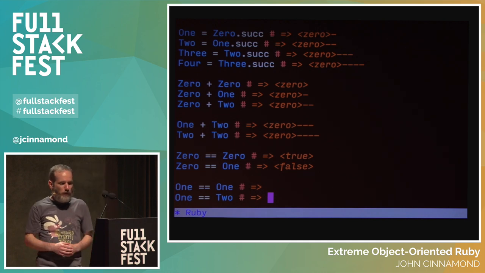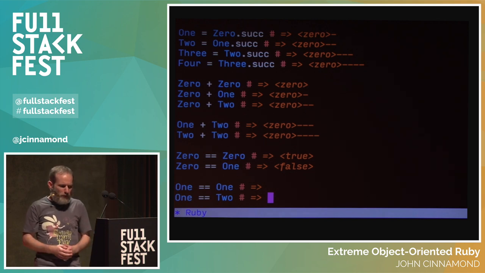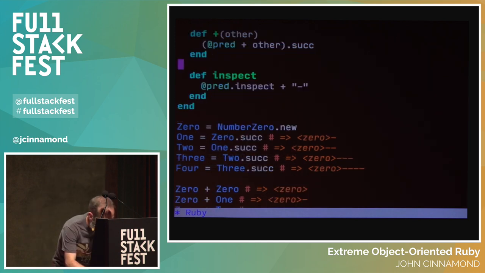And likewise, for 1 equal to 2, well, same thing. We look at the predecessor. We say, is 0 equal to 1? And we know this comes back as false. So actually, equality is pretty simple. If we want to know if two things are equal, we just look at the equality of their predecessors. So we're going to implement that.